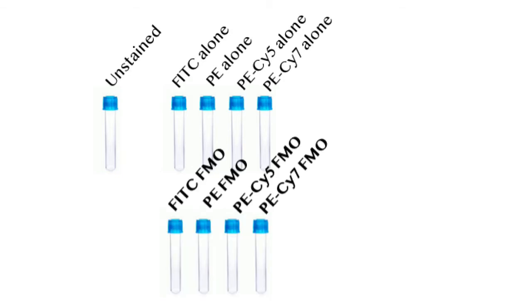After this, we'll have our FMO controls. So remember, in our FMO controls, we're systematically removing 1 fluorochrome at a time. So with our 4 fluorochromes, we're going to have 4 FMO controls. So our FITC FMO that has no FITC, PE, PE Cy 5, and PE Cy 7, all done the same way, subtracting that single fluorochrome. And that brings our sample total now to 9.